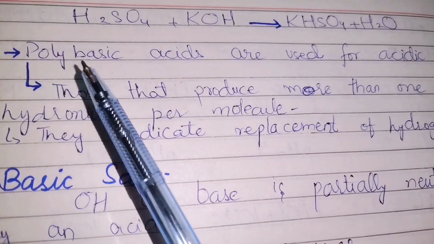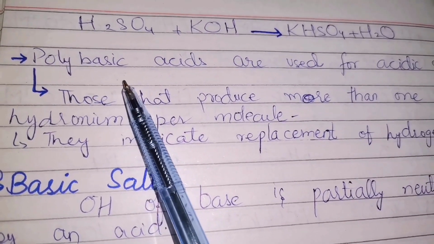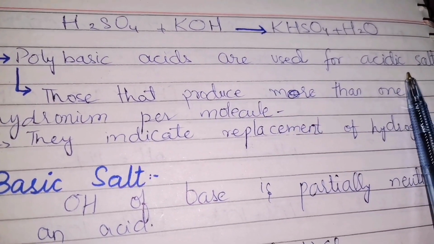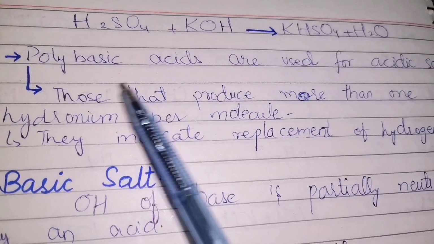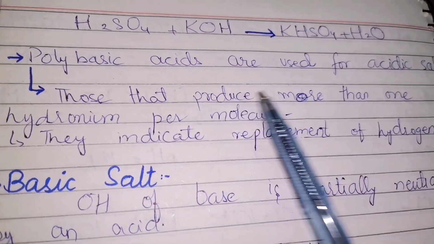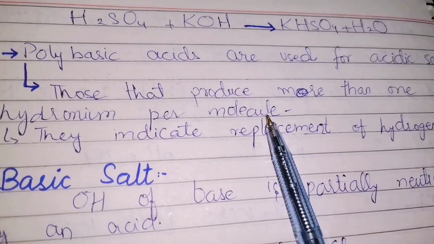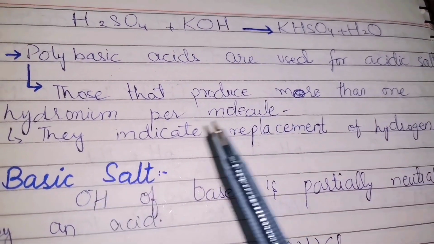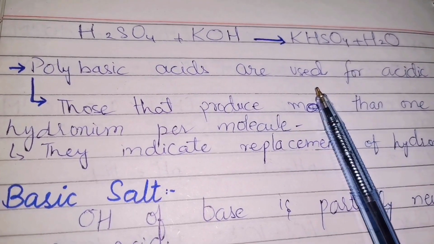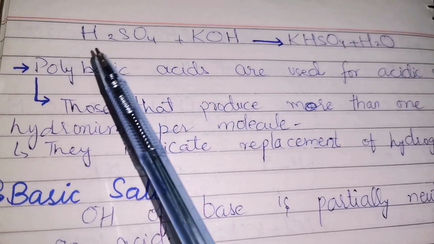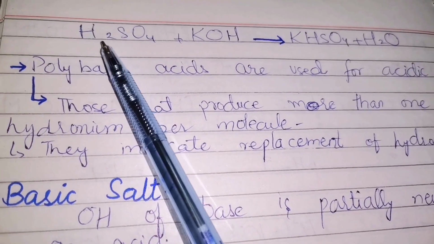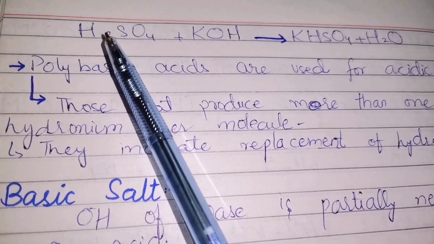Now what kind of acids are used in acidic salts? Polybasic acids are used for acidic salts. Now what are polybasic acids? Those that produce more than one hydronium ion per molecule, they indicate replacement of hydrogen. Now what does this mean? This means that the acid that we are going to use should have more than one hydrogen in its molecule.